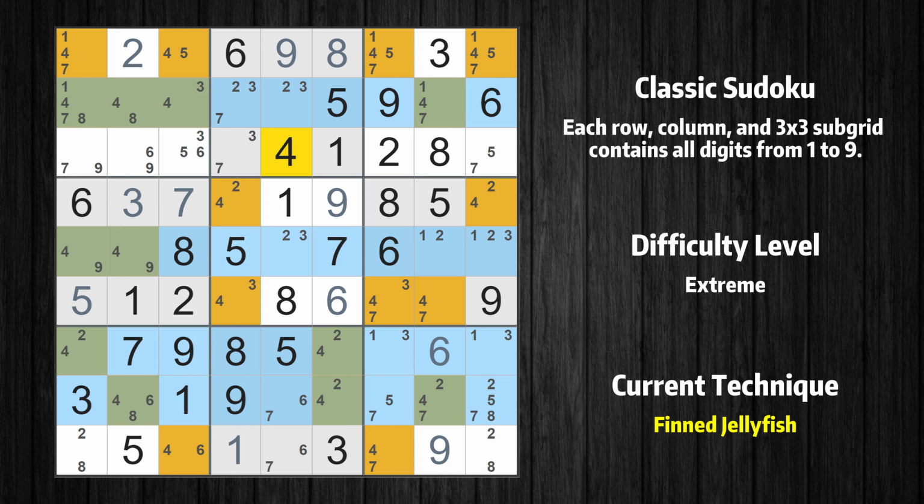There is a finned jellyfish with value 4 in rows 2, 5, 7, and 8. Either the fish or the fin is true. The fish and the fin are marked in purple and green, respectively. It is possible to eliminate all candidates that would be eliminated by both the fish and the fin.